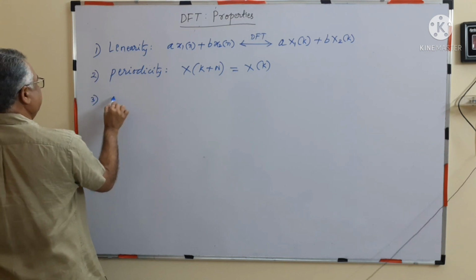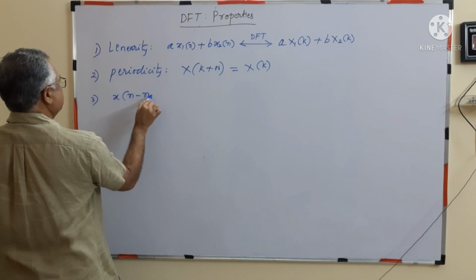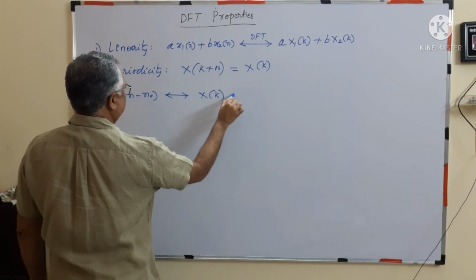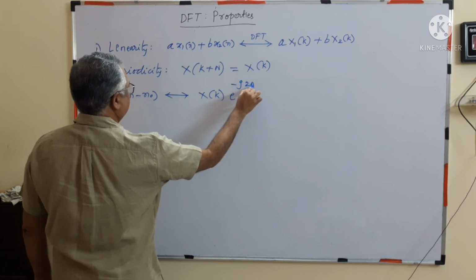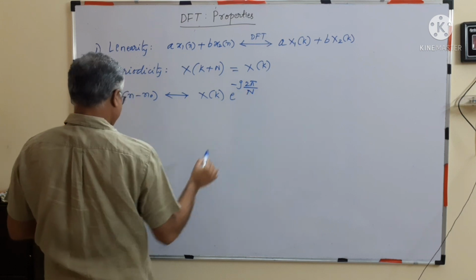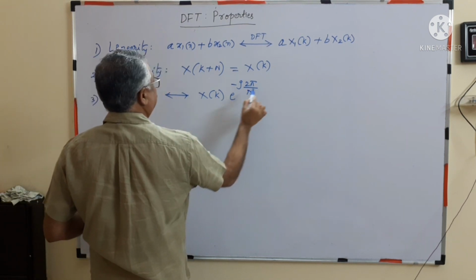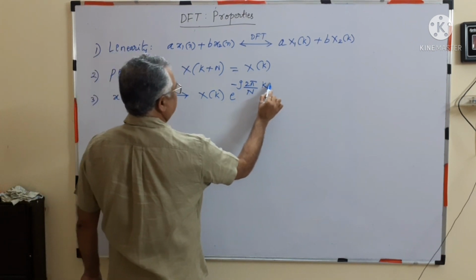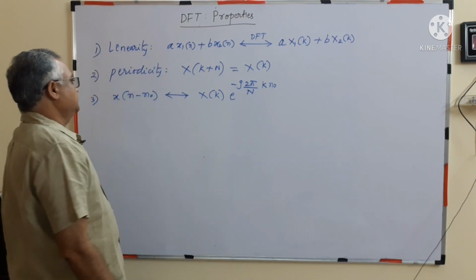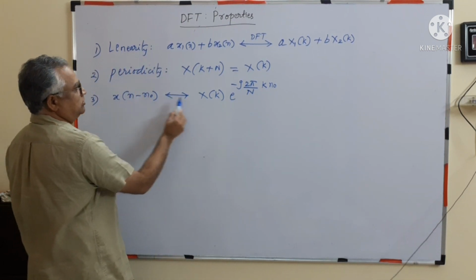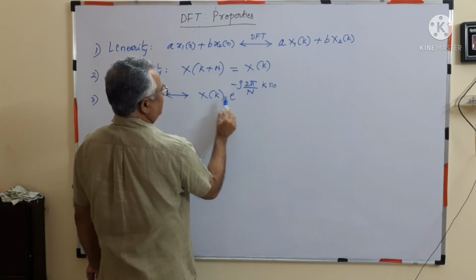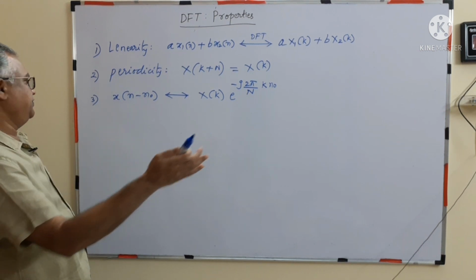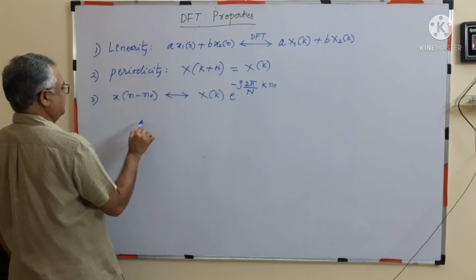Then the third one, time shifting. The DFT of x of n minus n naught is x of k e power minus j 2 pi by N k n naught. Here k is the frequency domain variable, and the shift is by n naught. So time domain shifting by n naught, with the frequency domain multiplied by the exponential, is the time shifting or circular shifting property. How do you prove this?